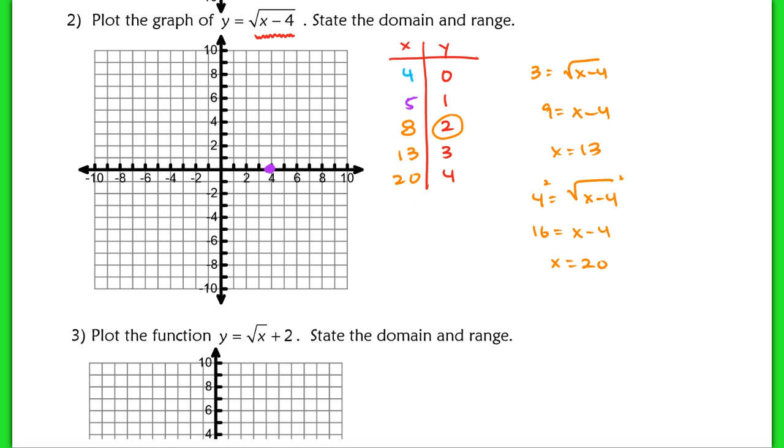So let's go ahead quickly and plot these points. We have 5, 1, 8, 2.